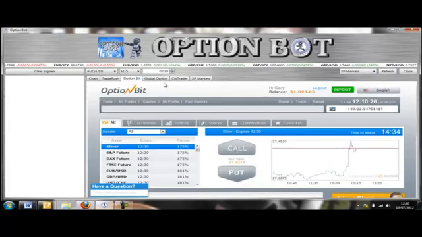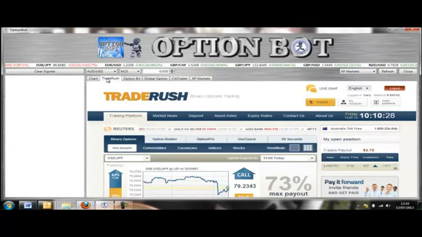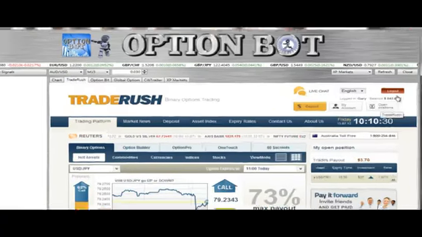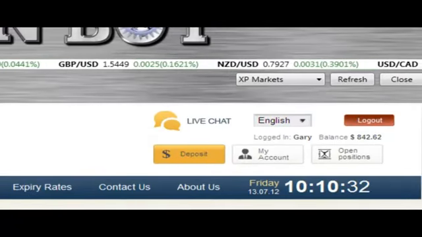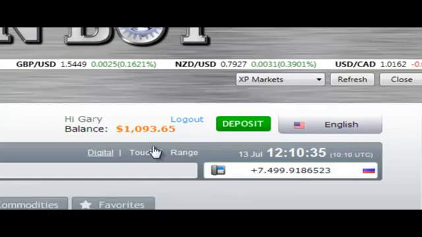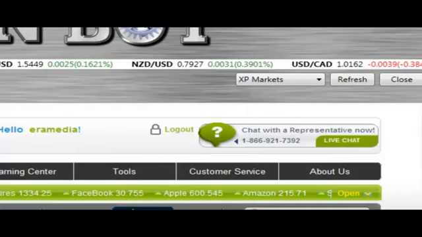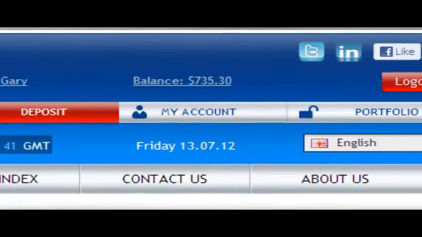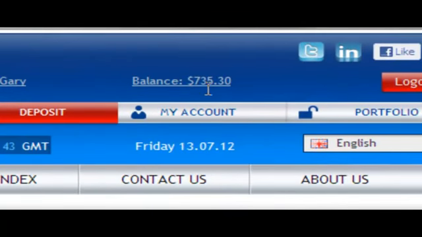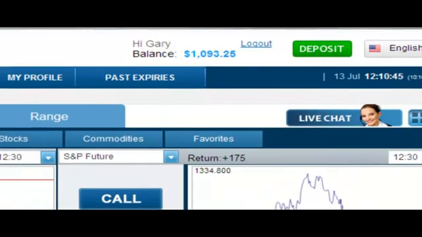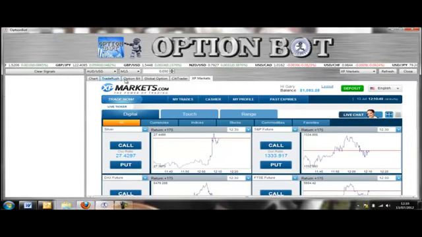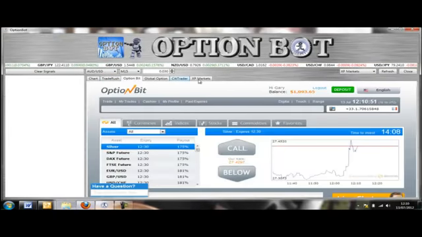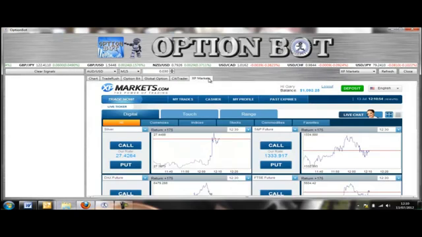This works by analyzing the pairs for upwards and downward movements over the last 15 minutes. And I have 5 platforms to trade on. As you can see, I have a balance of 842.62 with TradeRush, a balance of 1,093.65 with OptionBit, a balance of $800 with Global Option, a balance of 735.30 with CityTrader, and finally a balance of 1,093.25 with XP Markets. That's a total across all 5 platforms of 4,564.82 in my trading balance.